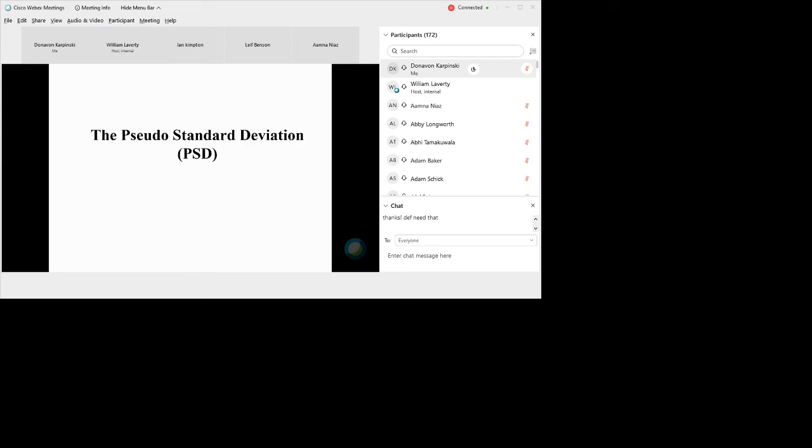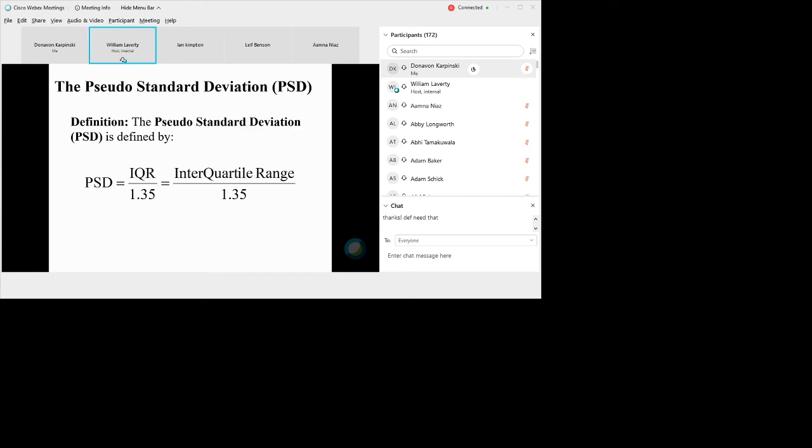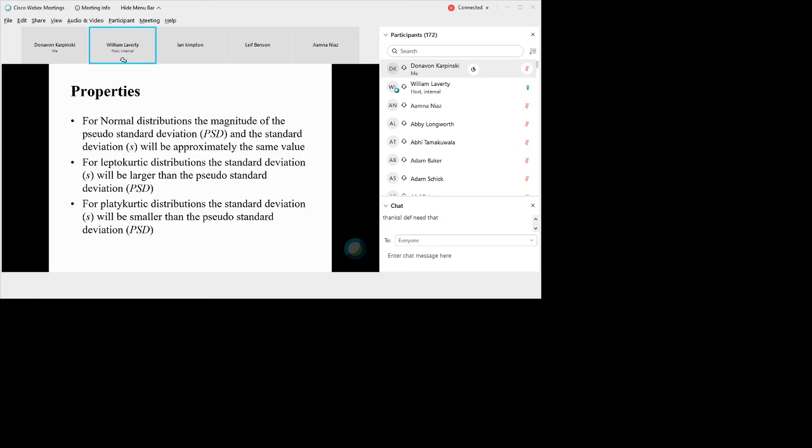The pseudo-standard deviation is the interquartile range divided by 1.35. This 1.35 is related to the normal distribution. It makes the interquartile range approximately equal to the standard deviation when the data is normally distributed. So for the normal distribution, the pseudo-standard deviation and the standard deviation will be approximately the same.